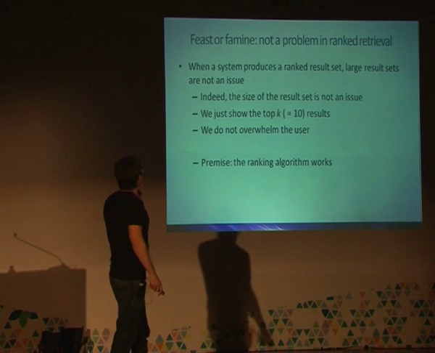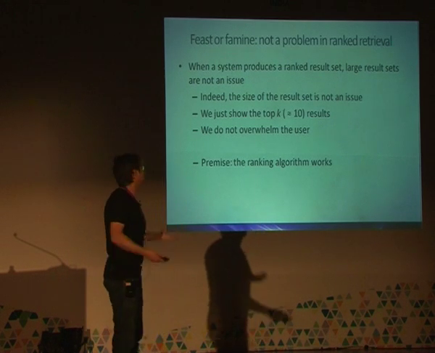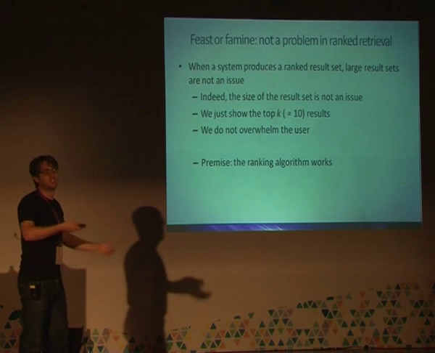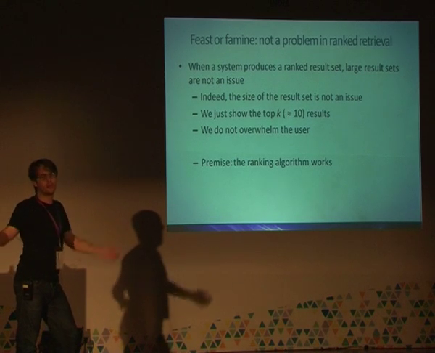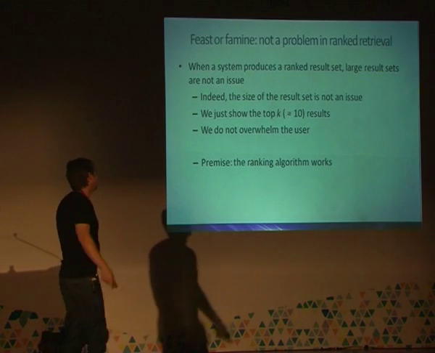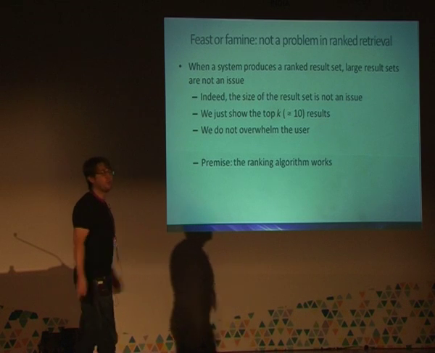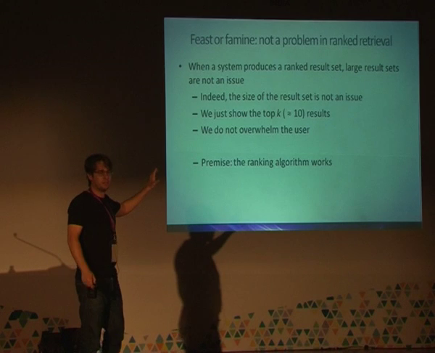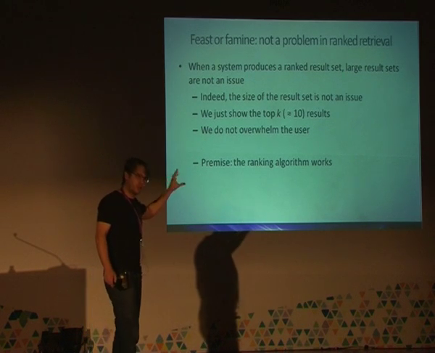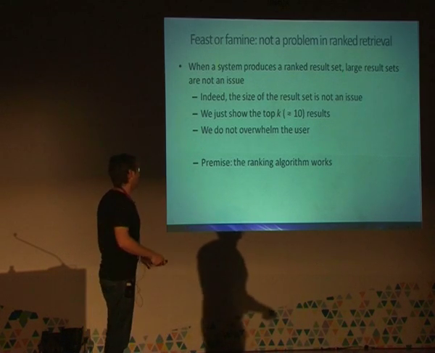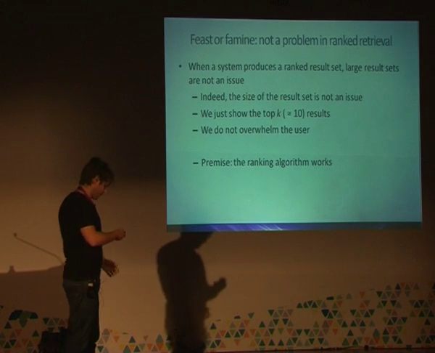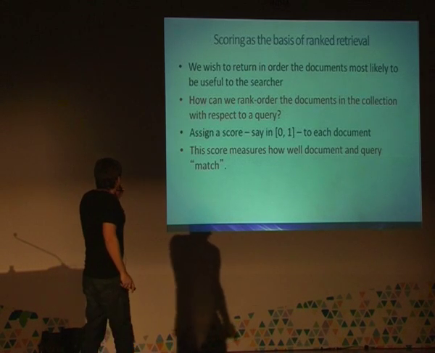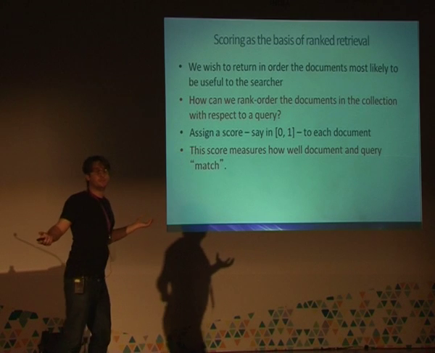So, as we said before, now users just look at the top K results. Let's say K is 10. I mean, they never go further than 30. They never click past the third page of results. We don't want to overwhelm the user. So the premise is that the ranking algorithm is going to work to some extent. Right? So what you're looking for has to be in this top set of documents.